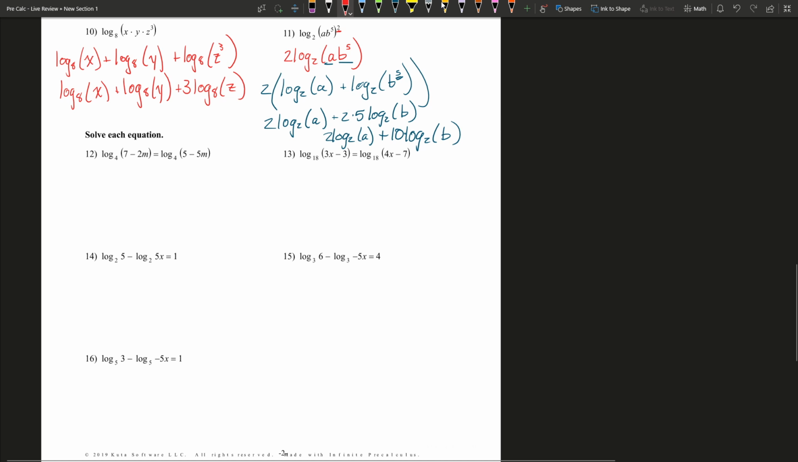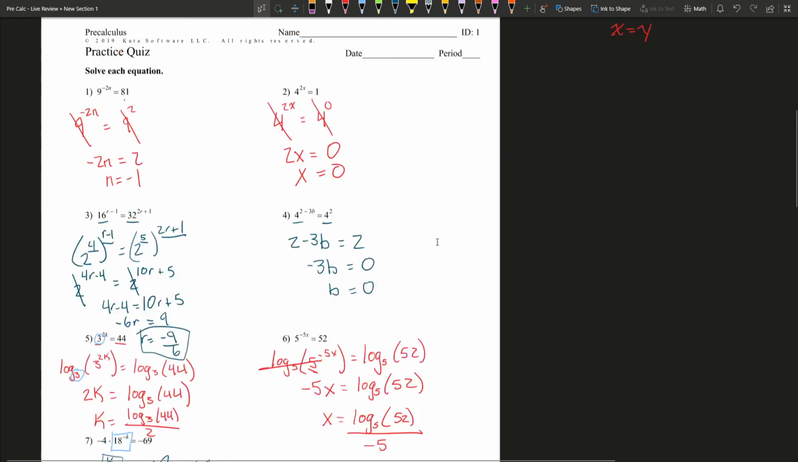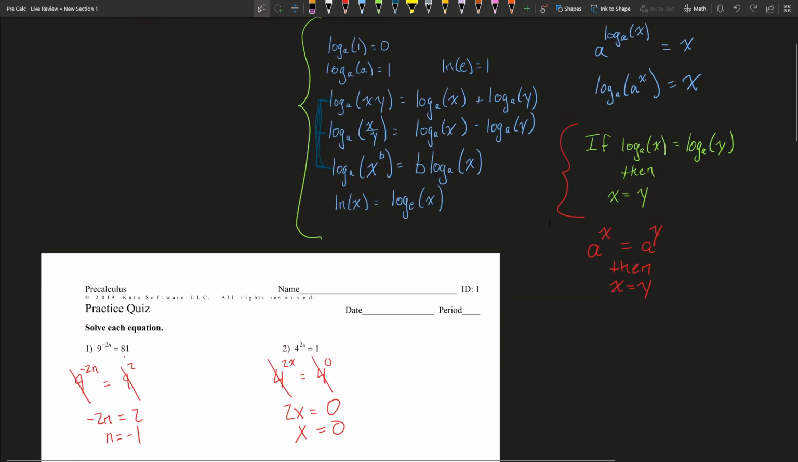On numbers 12 and 13, we have a log base of something on both sides. And what the one-to-one property says is that if we have log base a of x is equal to log base a of y, then x is equal to y. So the stuff inside parentheses can be set equal to one another, and you can just ignore the logs.